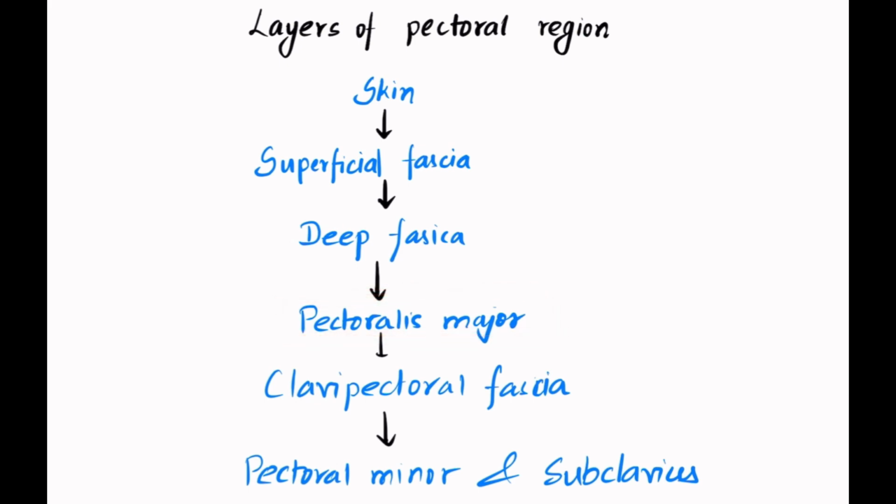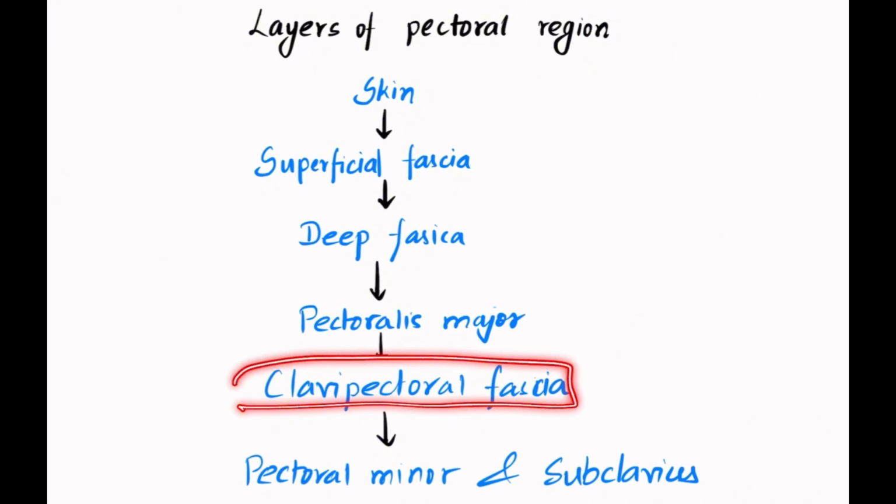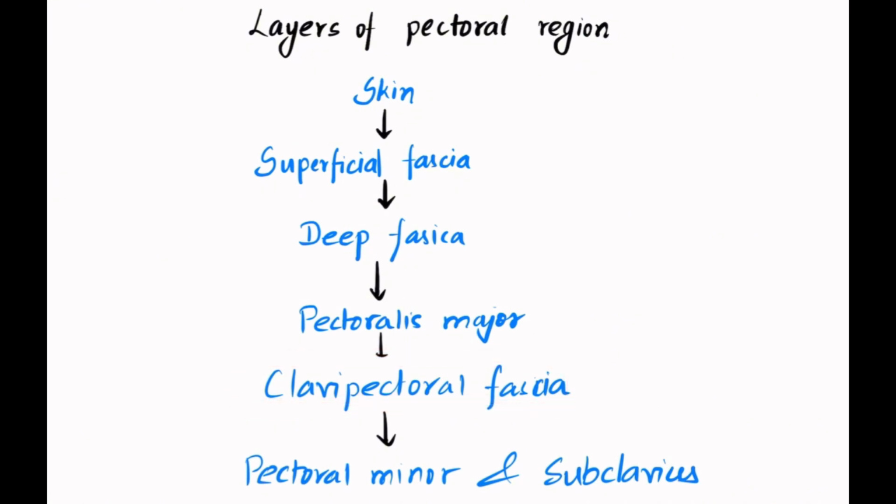Below or behind the pectoralis major muscle is the clavipectoral fascia. Clavipectoral because this fascia covers or surrounds the pectoralis minor muscle and the subclavius muscle. So after you peel off the clavipectoral fascia, you are going to get the pectoralis minor and subclavius muscle.